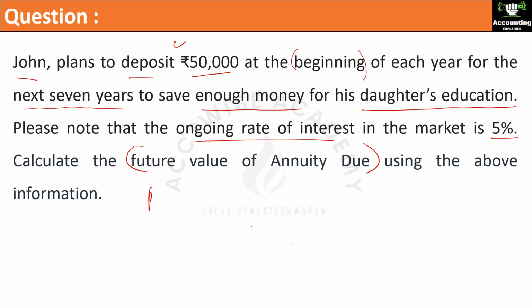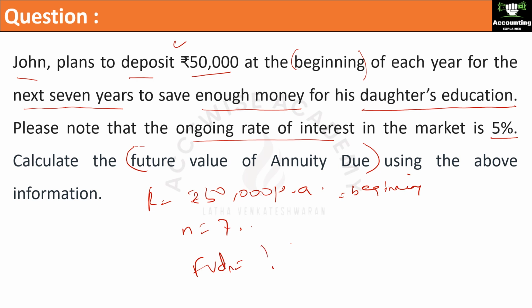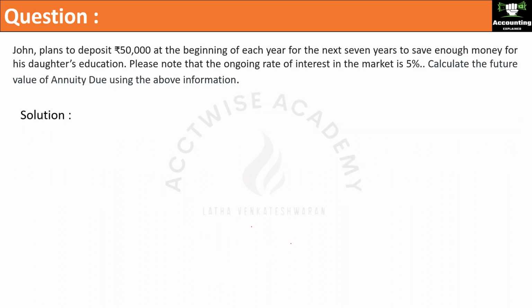See, R is the regular payment, that is 50,000 per annum you are going to make for the next 7 years, and you are going to find out some future value. You are making the payment at the beginning of the period, so you have to find out future value of annuity due, FVDN, and the interest rate they have given is I is equal to 5%. Discount rate, interest rate, prevailing market rate, whatever you can call it. Let us see how to solve the problem. Let us do the solution now.